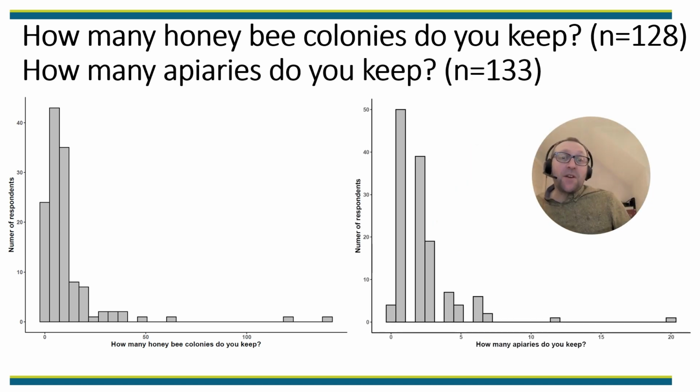And that's also shown when we look at the number of apiaries. In the main, most people had a single apiary site for their bees, which is pretty typical across the UK.